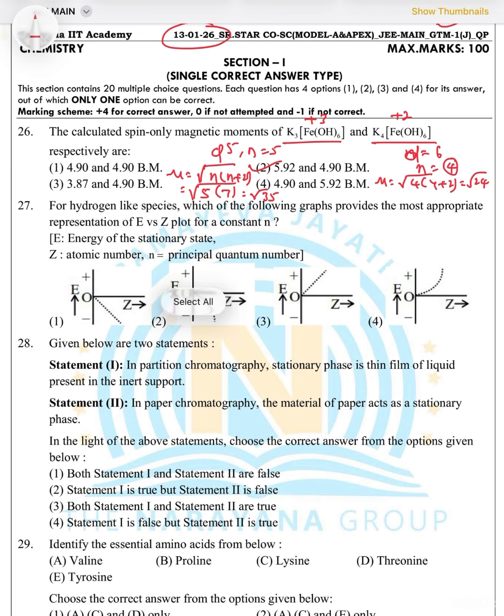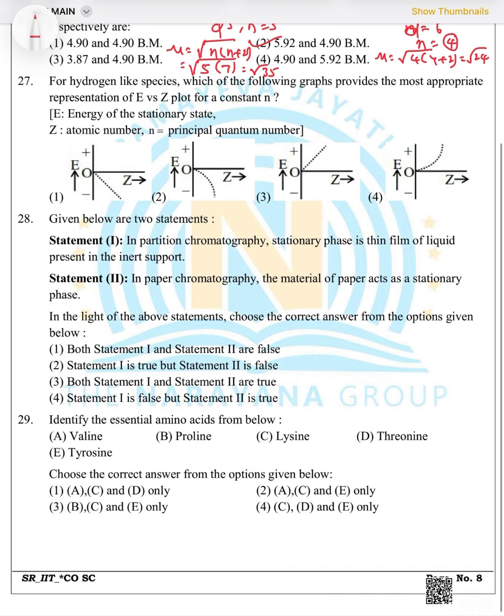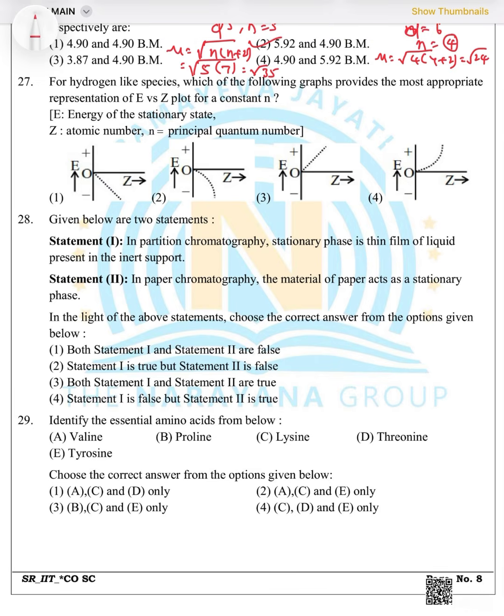Next, 27th. For hydrogen-like species, which of the following graphs provides the most appropriate representation of E versus Z plot for a constant n? So energy we can calculate by the formula E is equal to minus 13.6 electron volts into Z square by n square. If you see the relation, E is equal to minus Z square, or E is directly proportional to minus Z square. So as atomic number increases, energy also increases, but the negative sign is there. So the second option is correct.